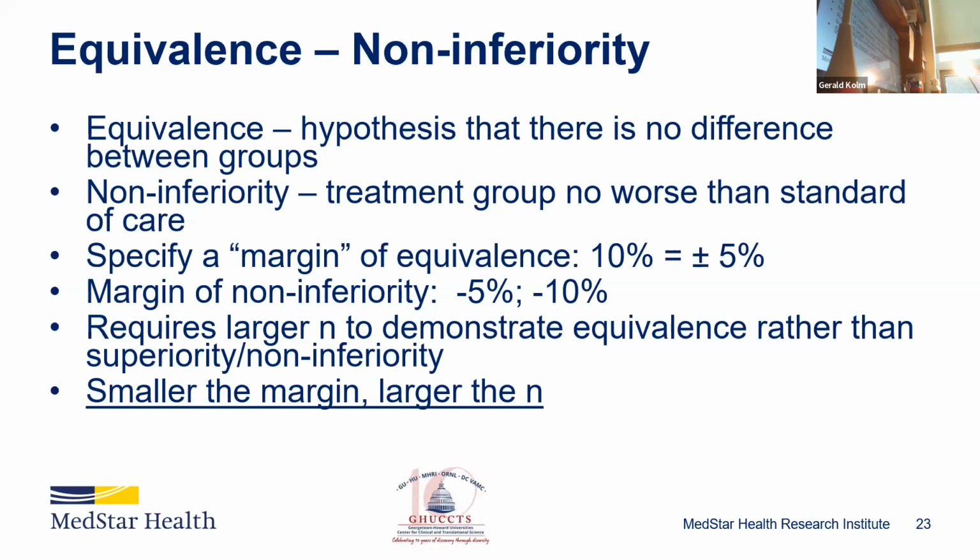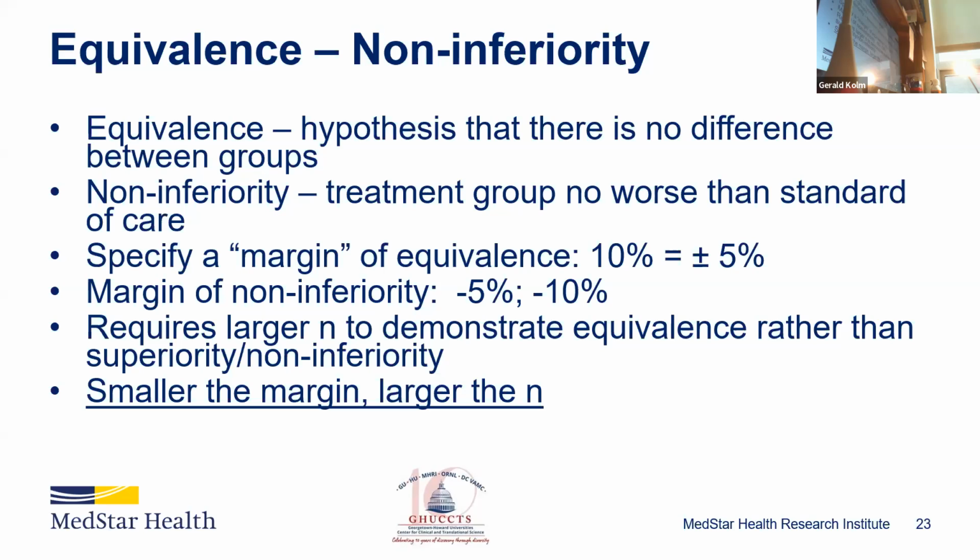So in both of these cases, what you have to do is specify a margin of equivalence. For equivalence, if we wanted 10% to be our margin, then we would look at plus or minus 5% on either side of our expected test statistic.